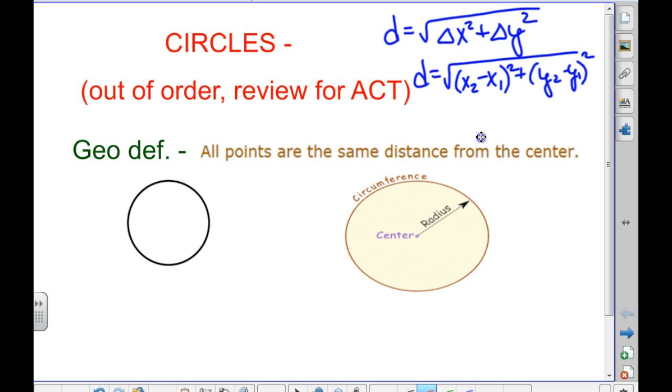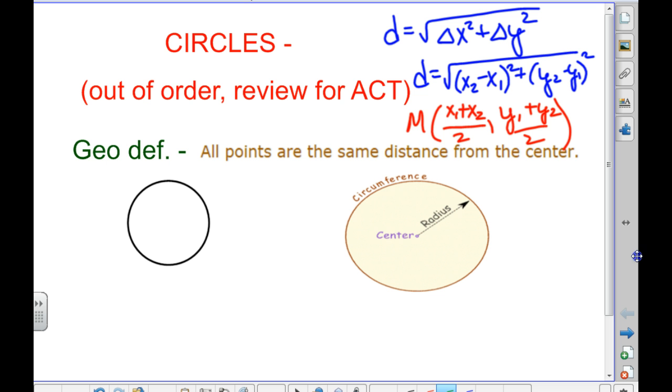What about midpoint? It's x1 plus x2 over 2. Yes, you are averaging. Nobody's going to subtract, right? You're averaging the x's and the y's, so you just add and divide by 2. Does that sound right? Find the middle.